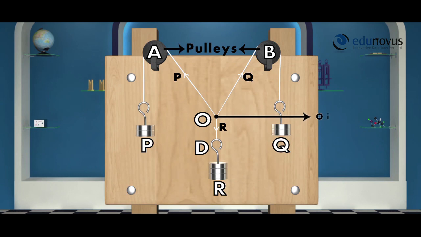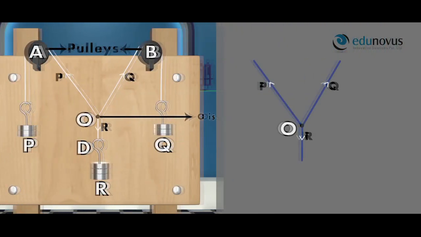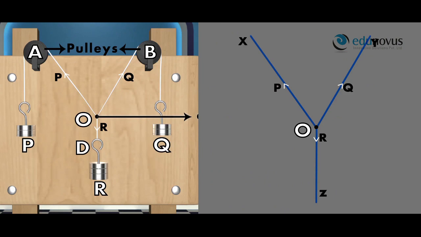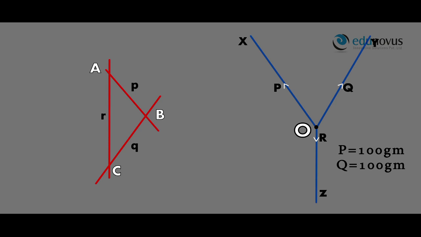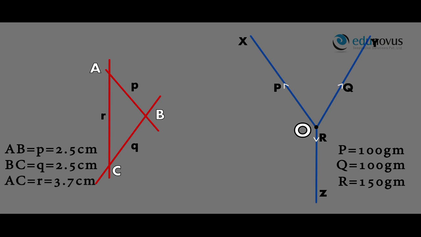Here P, Q and R are three coplanar forces acting at point O. By drawing lines parallel to the forces OP, OQ and OR, a triangle ABC is formed. The sides of the triangle ABC, which are p, q and r, represent the forces OP, OQ and OR. Here the force P is equal to 100 grams, Q is equal to 100 grams and R is equal to 150 grams. And its corresponding lengths of p, q and r from the formed triangle ABC are p is equal to 2.5 cm, q is equal to 2.5 cm, r is equal to 3.7 cm.